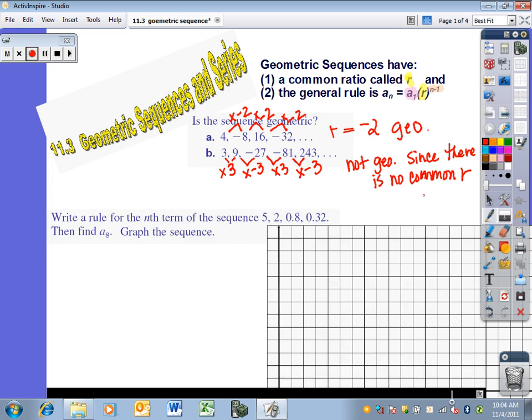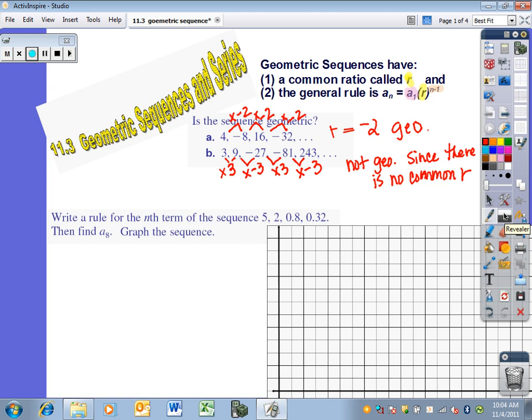Now let's take a look at a sequence. 5 to 2 to 0.8 to 0.32. From 5 to 2, what do we multiply by? If you're not sure, go backwards. 2 divided by 5 would be 2/5, which is 0.4. Is 2 times 0.4 my 0.8? Is 0.8 times 0.4 my 0.32? The answer is yes, so my ratio is 0.4.